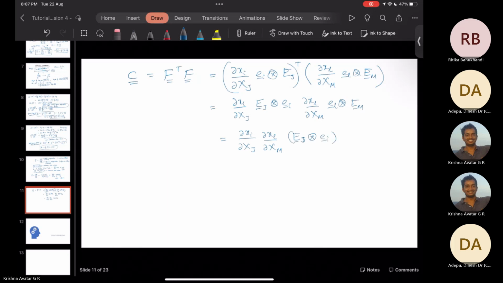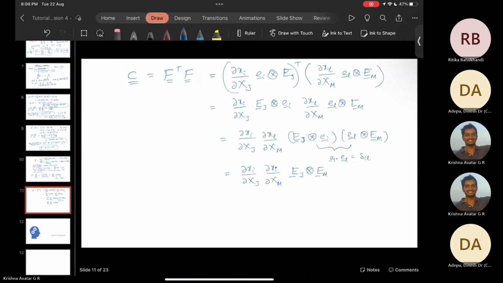So EI and then EL, EM. This leads to EI dot EL, which is nothing but delta IL. Wherever delta IL is, it will substitute L with I. So what we have is xi, xj, xl by XM, and then we have EJ tensor product with, since I replaced L with I, EI here and then EM.